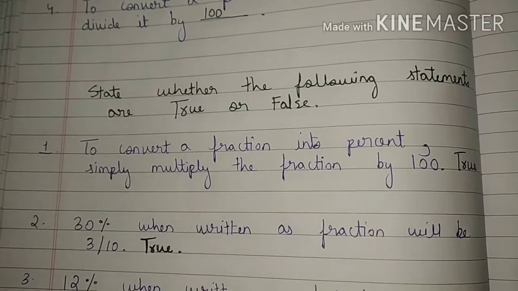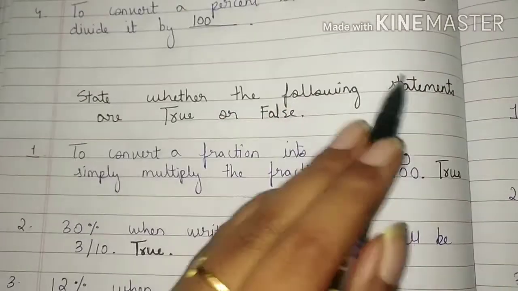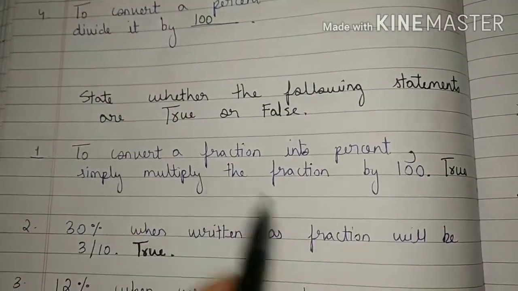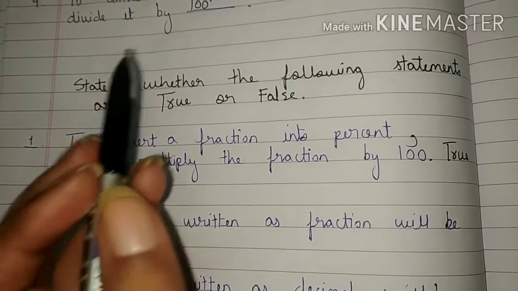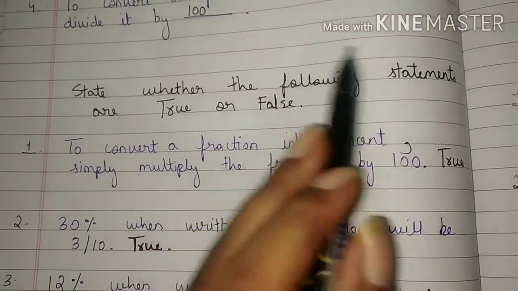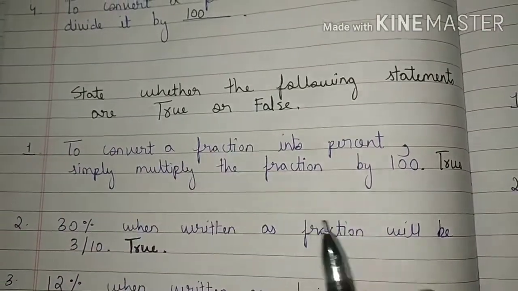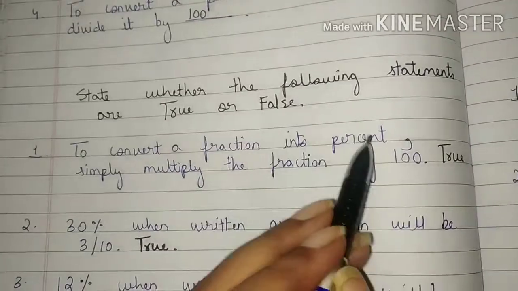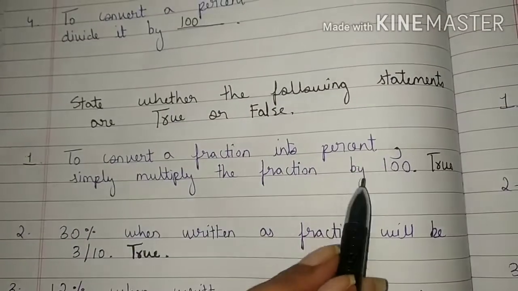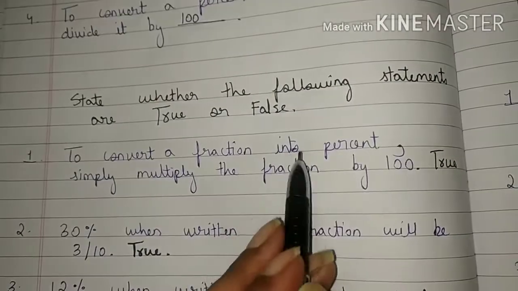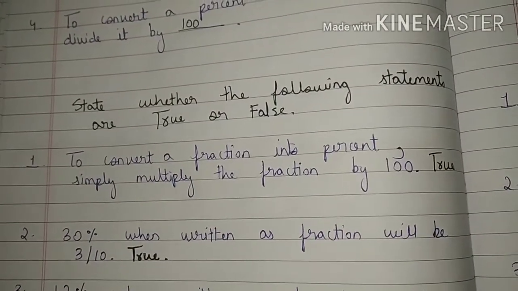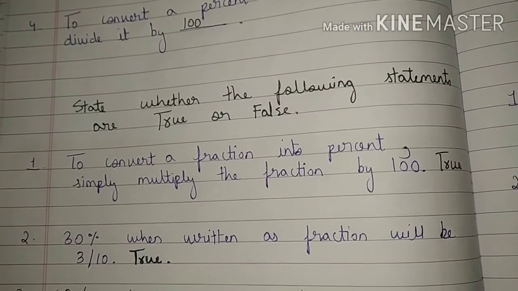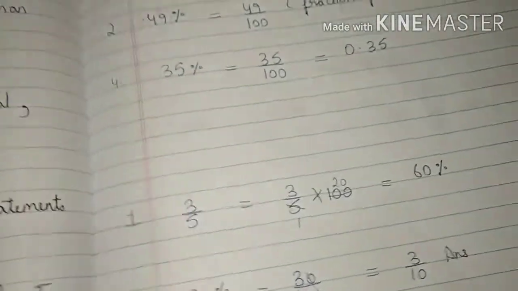Students, now we will do state whether the following statements are true or false. Now students, you can see here statements are given to you and you have to tell whether the following statements are true or false. Students, come to question 1. To convert a fraction into percent, simply multiply the fraction by 100. Students, this statement is true because when we are going to convert a fraction into percent, we need to multiply the fraction by 100.